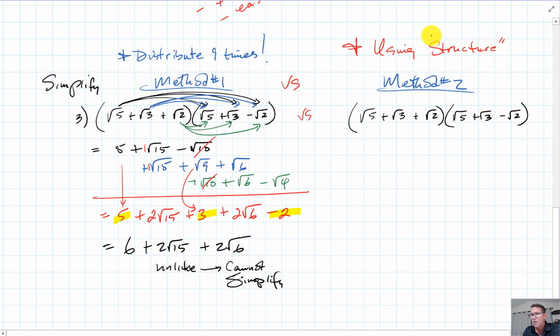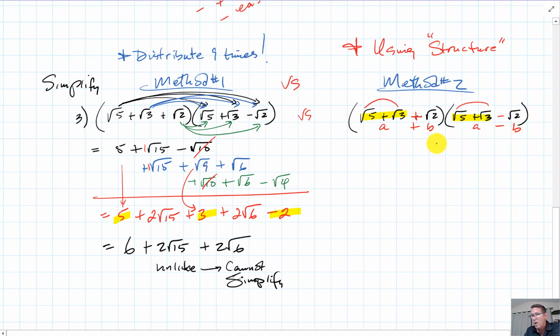So let's talk about that. I see that this quantity and this quantity are the same, so I'm going to consider them like one term. And then I see a plus here, and I see a minus here. So this is like a plus b, and this is like a minus b.